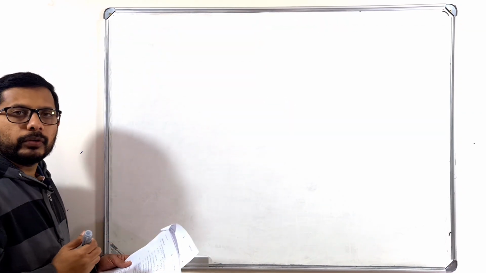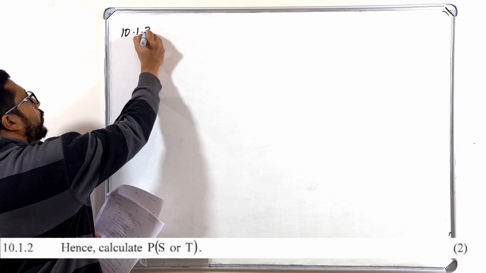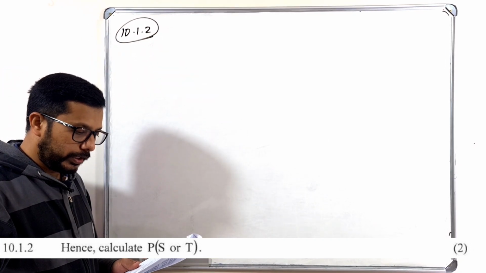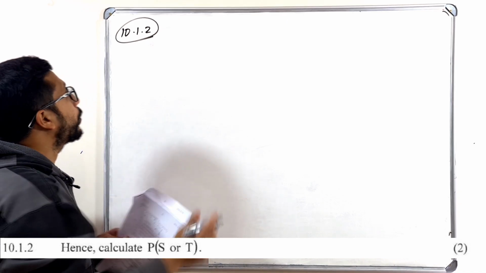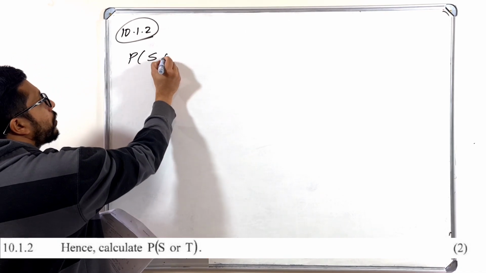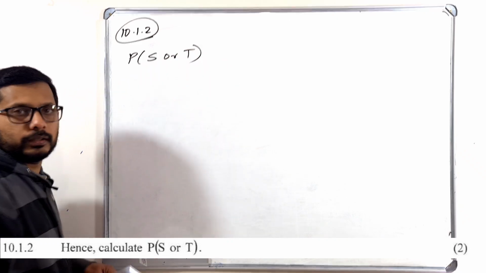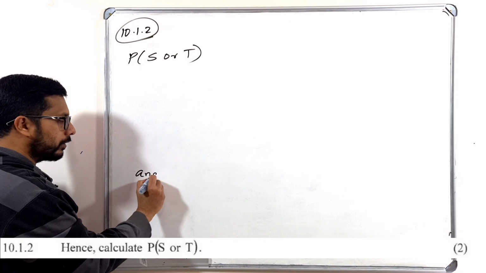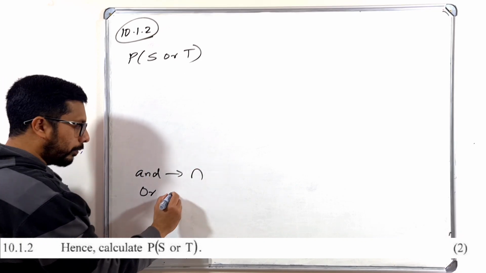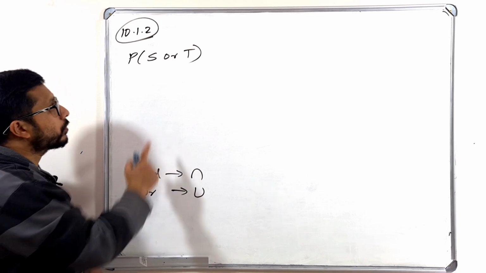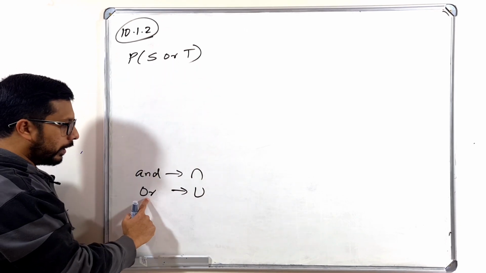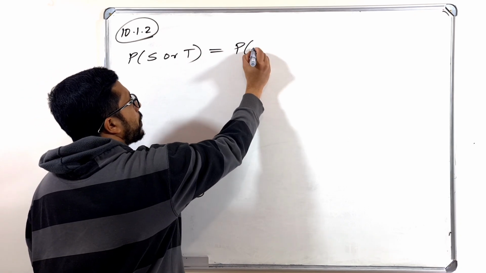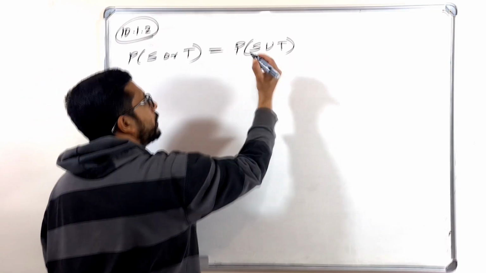Okay, question number 10.1.2. What is that question? Hence calculate the probability of S or T. You know that I told you, AND means what? AND is intersection. OR means what? OR is union. So the probability of S or T means S union T. What they are asking you is to find S union T.